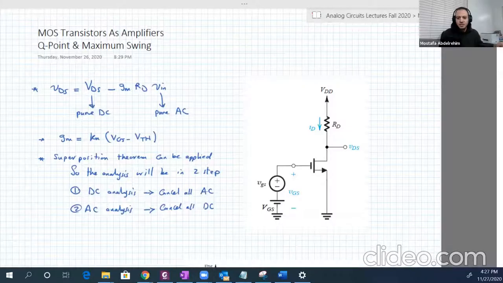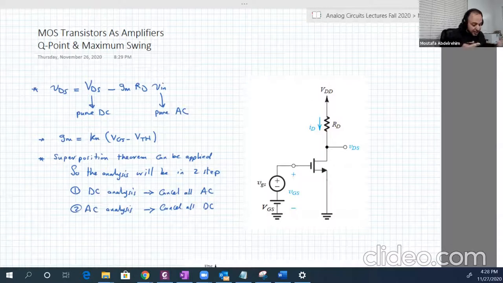Hello guys, so this is Monday lecture and we're going to continue talking about MOSFET amplifiers and the use of MOSFET in amplifier circuits. And today we're going to start the real work. Last time we explored this circuit in front of you.